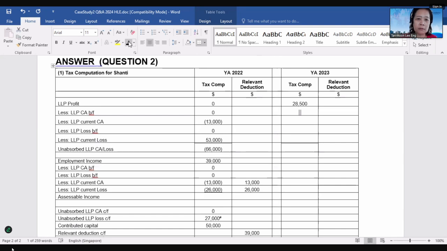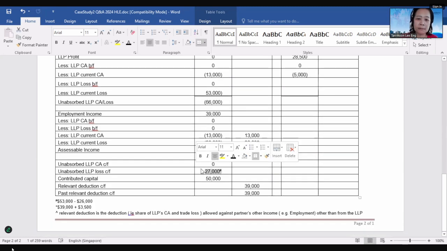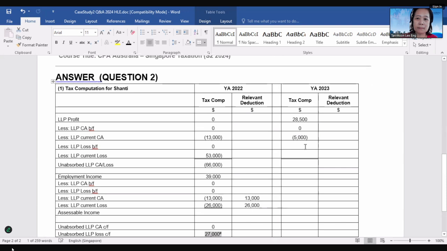Nothing, 0. CA, nothing. Current year CA, can you read to me? CA 5,000. Yep. 5,000 current year CA. Okay, this loss brought forward 27 from here, right? Yes. How much? Okay. Then this one, nothing.